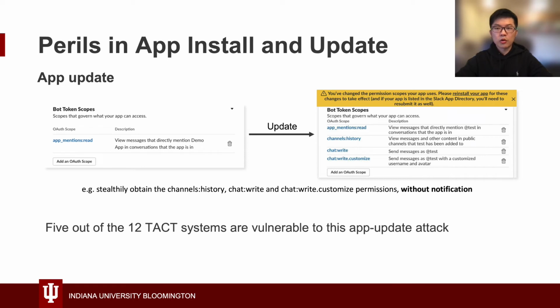What's more, we also find there is no notification during app update, which opens the door to a new security risk. For example, as shown in the picture, the adversary can bypass the protection in some team chat systems by installing a team chat app with harmless permissions, such as app mentions read, and later updating it with more sensitive ones, such as channels history, chat write, and so on. Our research shows that 5 out of 12 team chat systems are vulnerable to this app update attack.